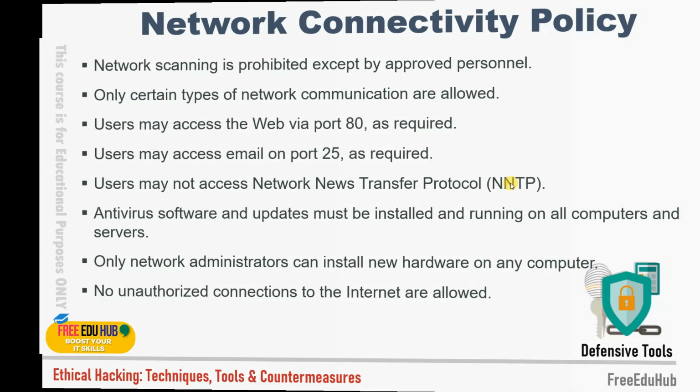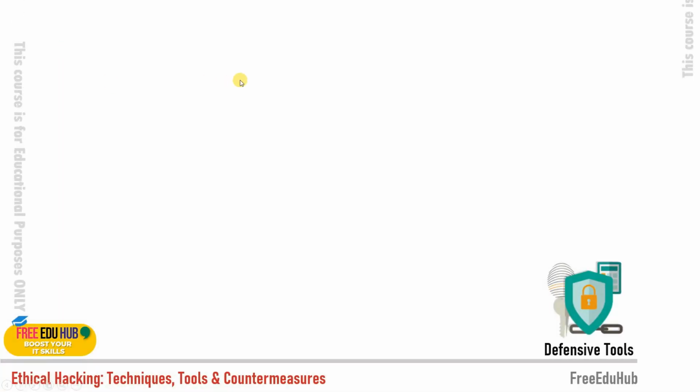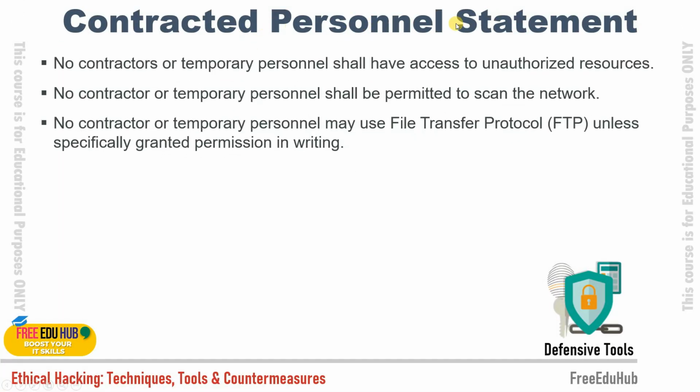Further, we look at the contracted personnel statement. It says that no contractors or temporary personnel shall have access to unauthorized resources, no contractors or temporary personnel shall be permitted to scan the network, and no contractors or temporary personnel may use the file transfer protocol and other things. As we know, there are lots of people coming in and going out of your organization. For some users you will have to provide internet access, but their account should be restricted so that they will not be able to perform all the things mentioned here.